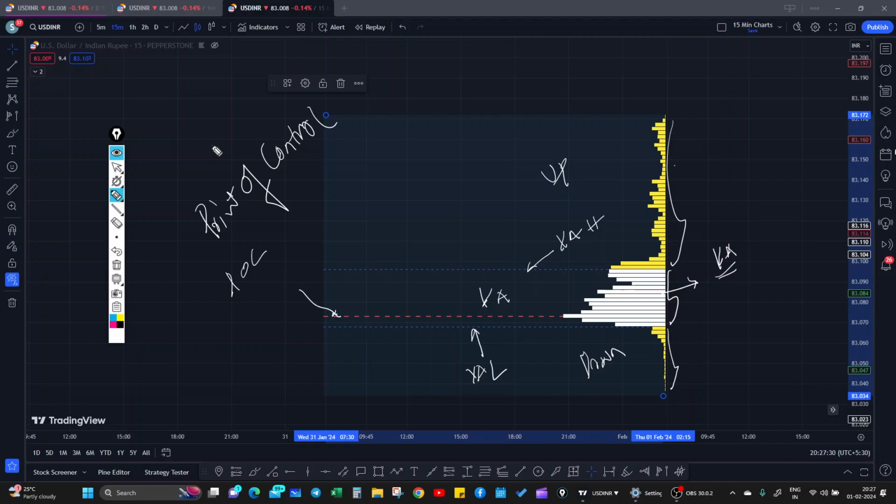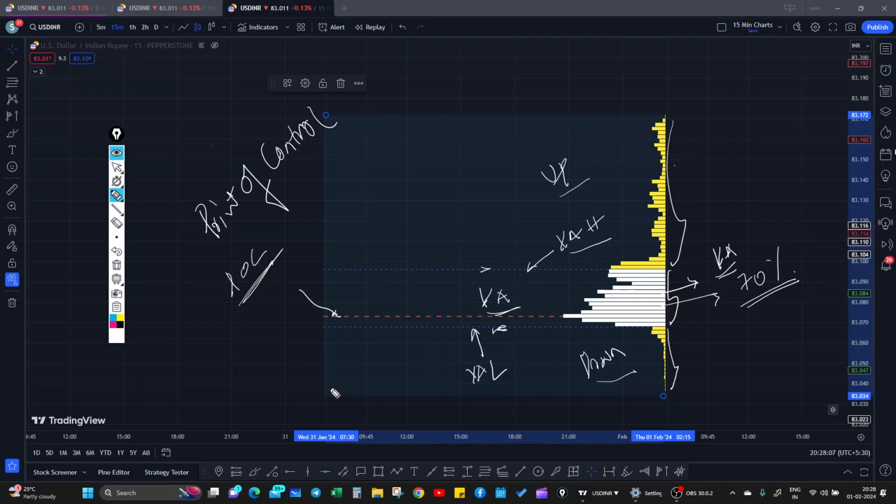So this is all about the volume profile acronyms. POC is called the point of control. VA is called the value area. This is the up value area. This is the down value area. This particular line is called the value area high. This particular line is called the value area low. And the white color is the value area. Let's understand this. This white color states the 70% of the trade at a given particular time.